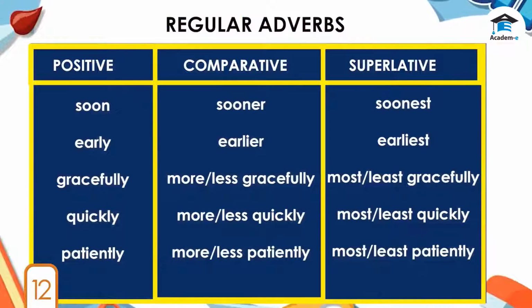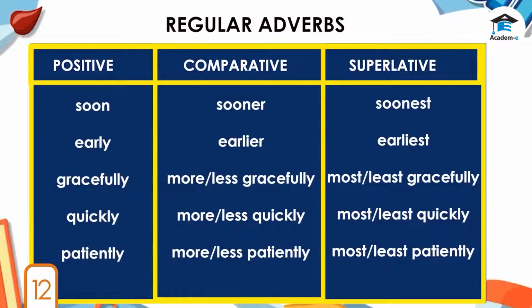Here are some examples of degrees of comparison of regular adverbs. Soon, sooner, soonest. Early, earlier, earliest. Gracefully, more or less gracefully, most or least gracefully. Quickly, more or less quickly, most or least quickly. Patiently, more or less patiently, most or least patiently.